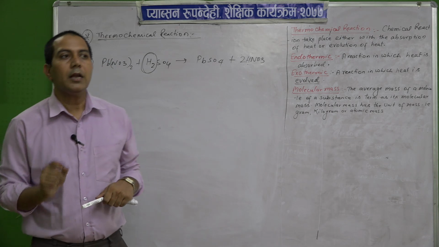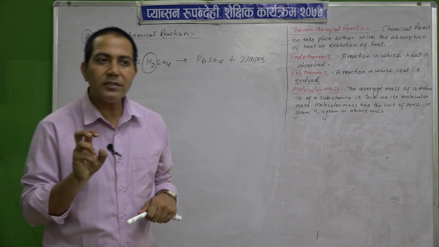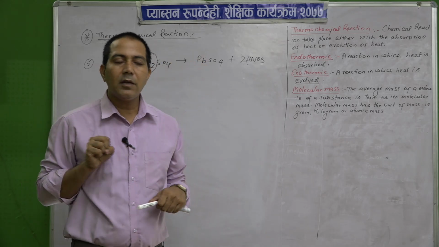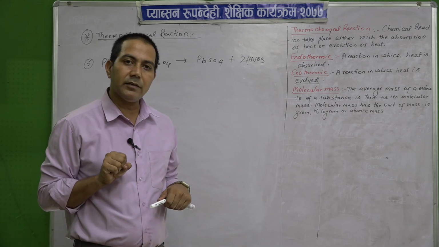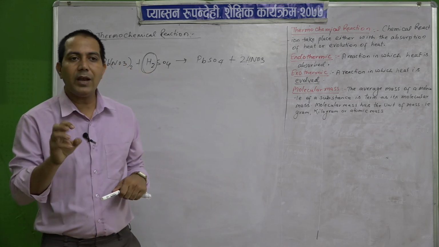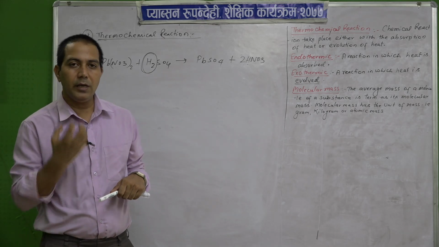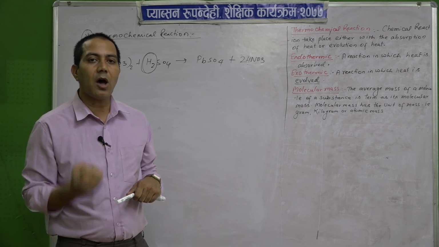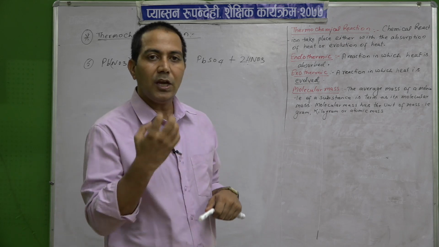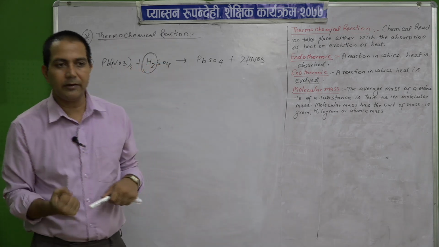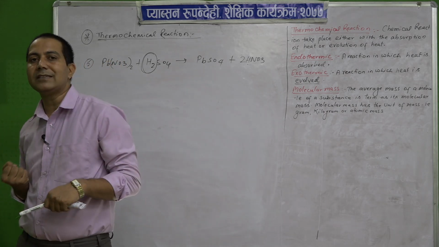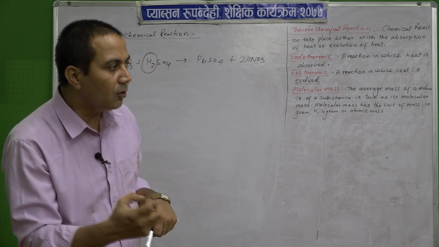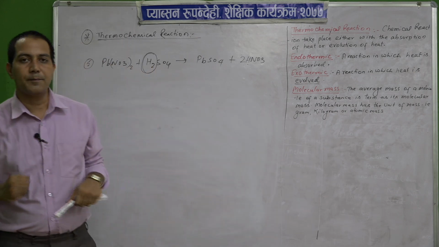Number one, the chemical reactions in which heat is absorbed. Absorption of heat means incoming of heat during the reaction. That means heat comes inside during the chemical reaction. That is known as endothermic chemical reactions. Endo means inside, thermic means heat. So, when the heat is absorbed inside, that is called endothermic chemical reactions.